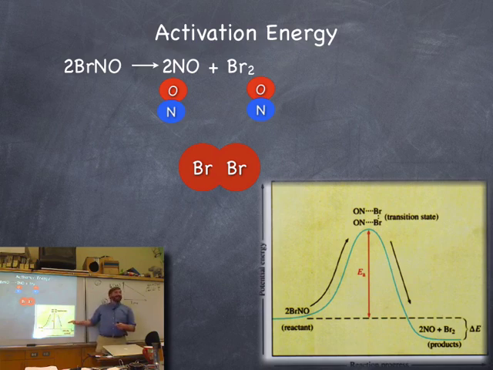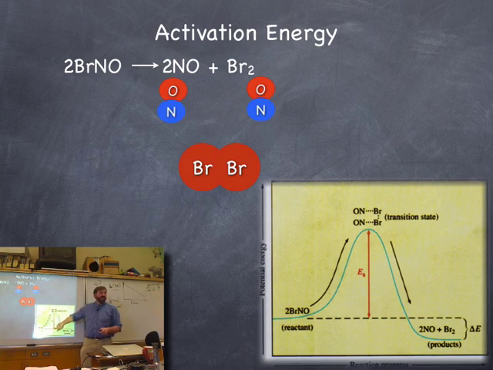The products would end higher than the reactants. They would have to absorb energy, gaining energy, and the products would end higher than the reactants. Okay, so we have this activation energy, the difference between the reactants and the activated complex. This value right here is what we call the activation energy.